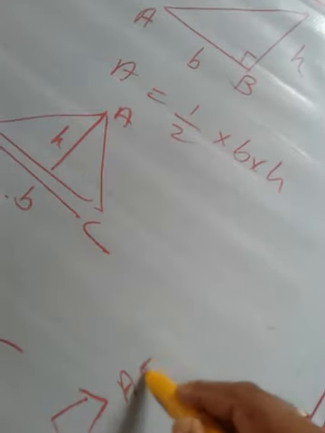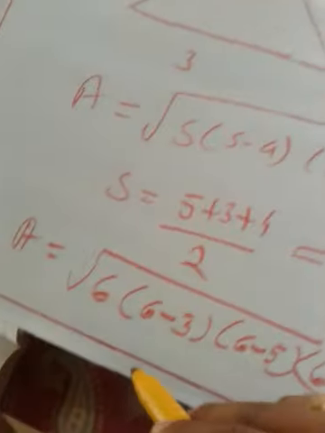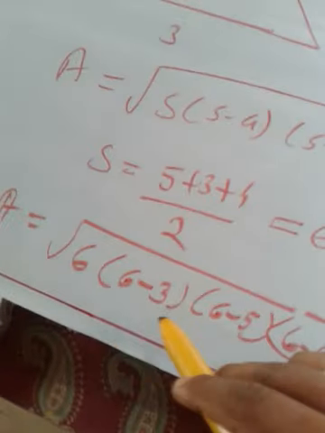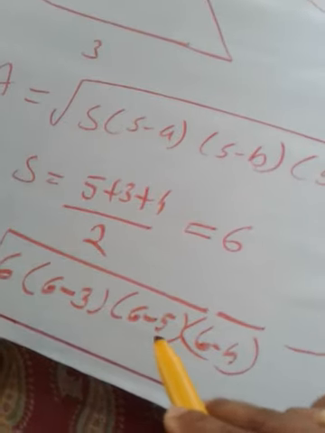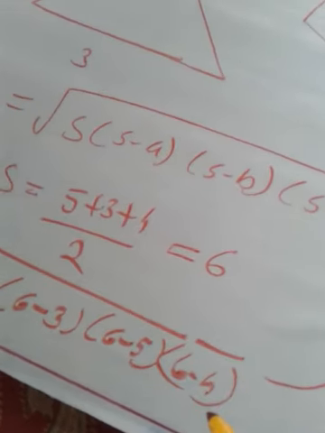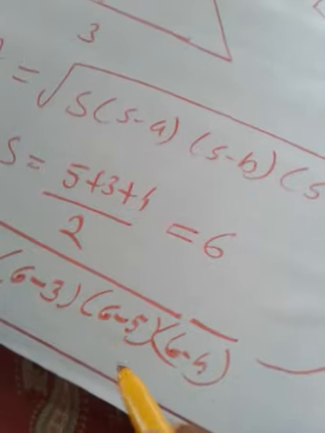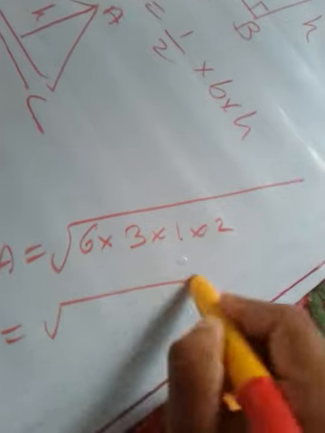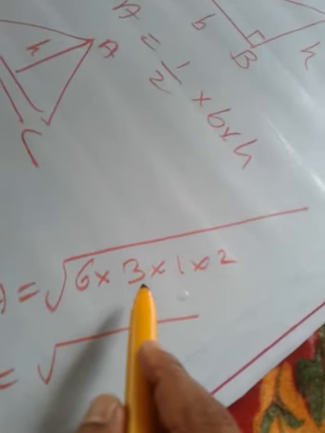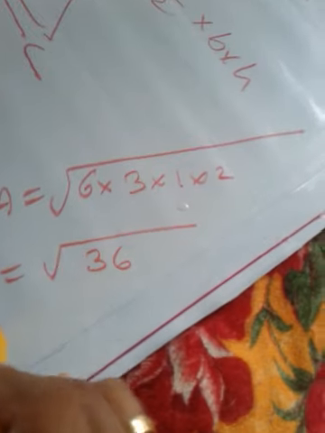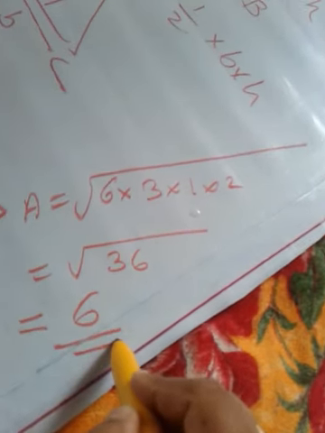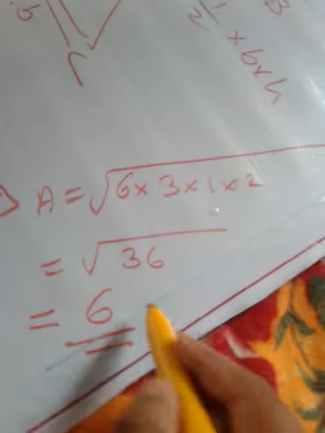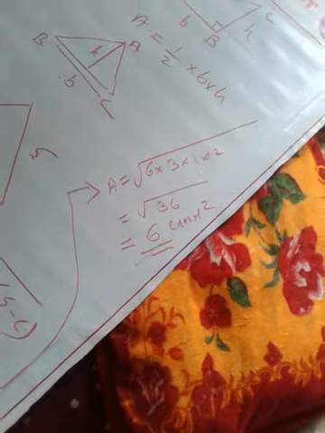So it implies area is equal to square root of 6 into 6 minus 3, which is 3, 6 minus 5, which is 1, and 6 minus 4, which is 2. So 6 into 3 into 1 into 2: 6 into 3 is 18, 18 into 2 is 36, and the square root of 36 is 6. That means the area is 6 units square. So this is the way to solve this type of question.